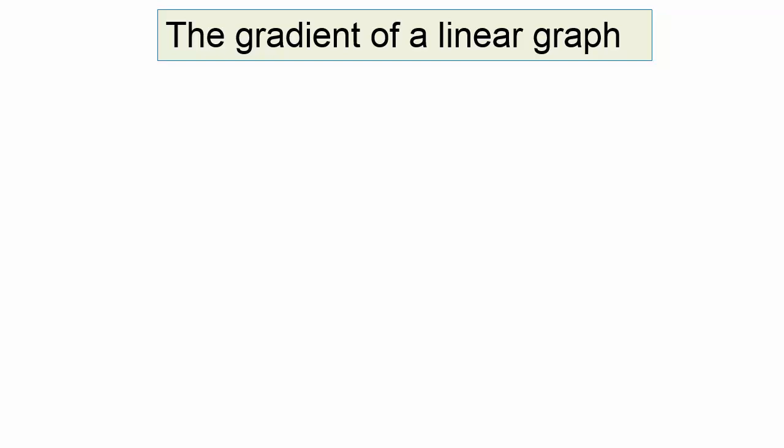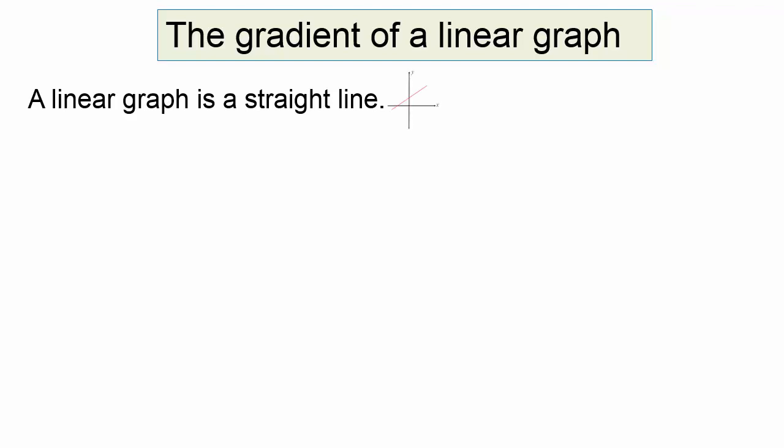Welcome to this video where we will look at the gradient of a linear graph. A linear graph is a straight line. That means when you draw the graph on a Cartesian plane using any method that you like, the sequence of points produced is a straight line when connected, something like that. We have our x and y Cartesian plane and the red line is our linear graph.